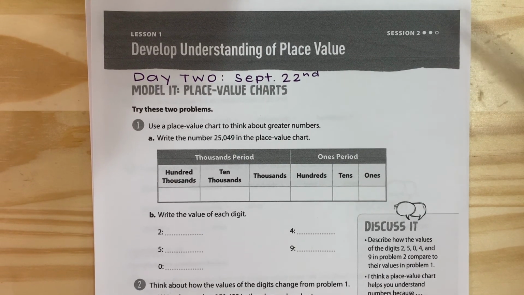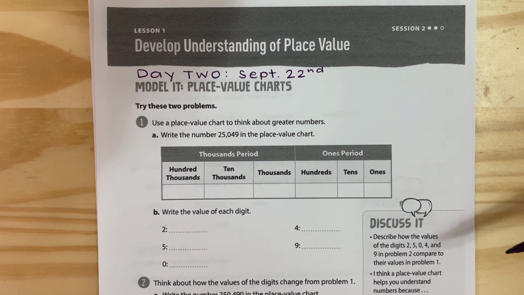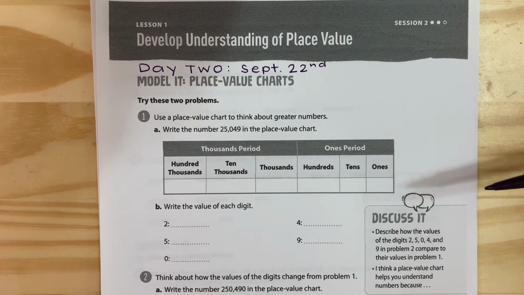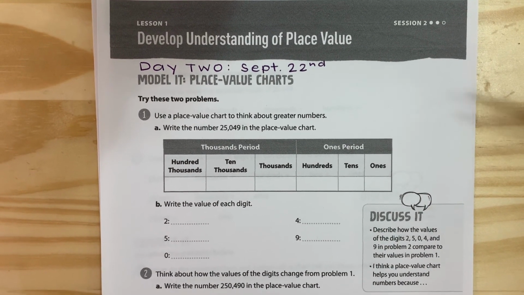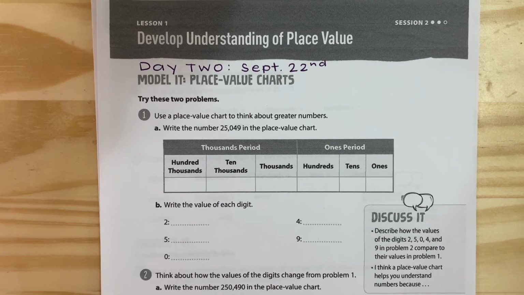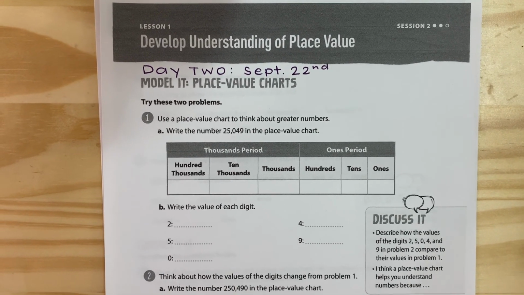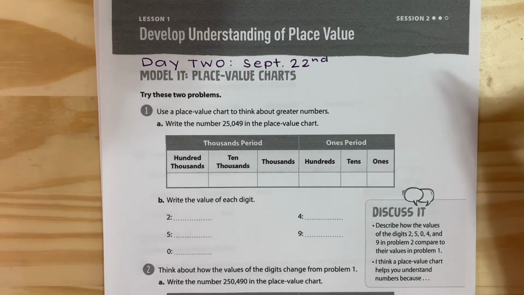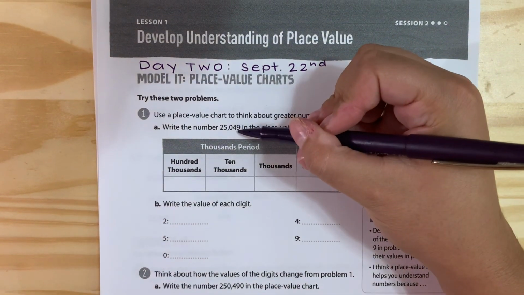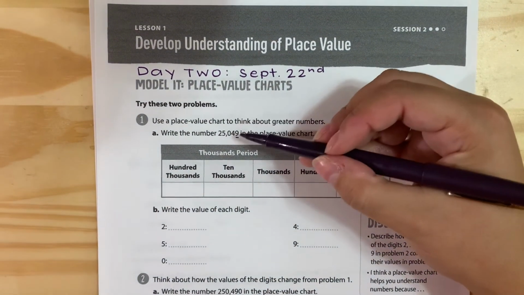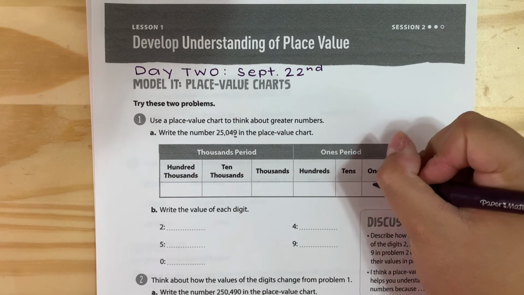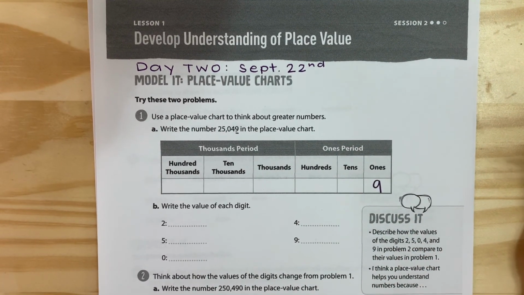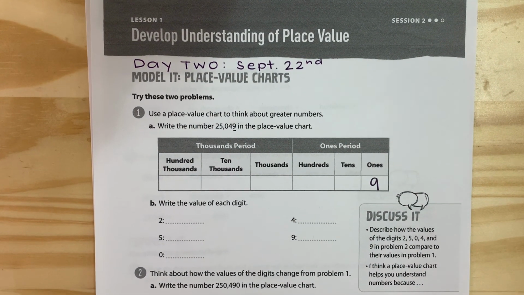So if we look at number 1, we're still using the place value charts from yesterday, and it says to write the number 25,049 in the place value chart. Now when they're asking us to do it this way, it's easier to start in the ones place. So we're going to start with the 9, and we're going to put that in the ones place. And then we're just going to move to the left step by step.